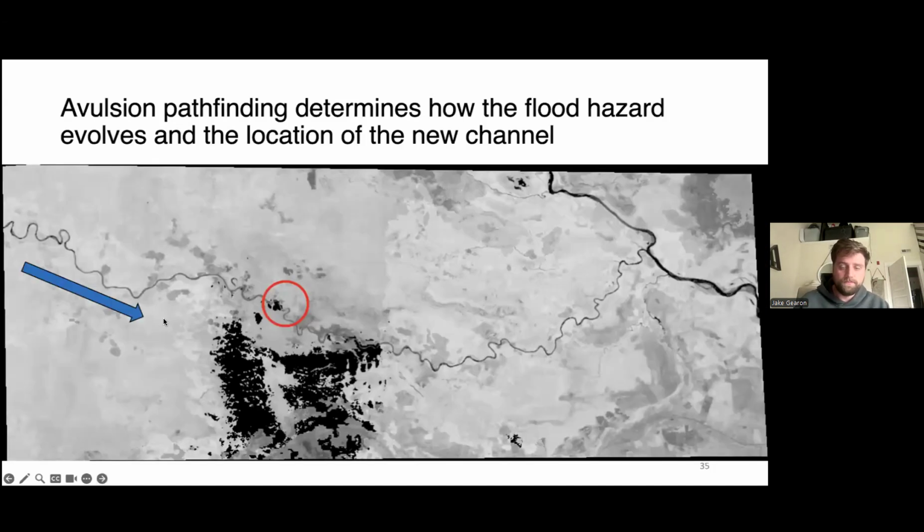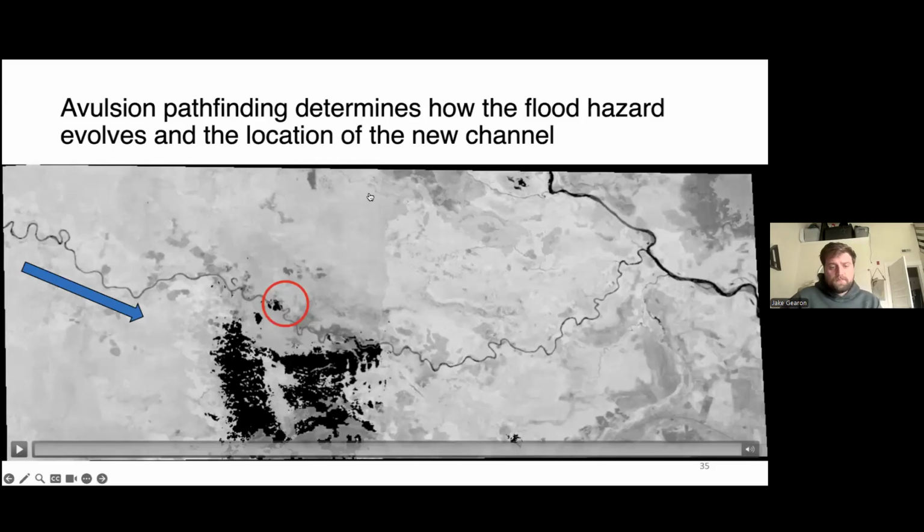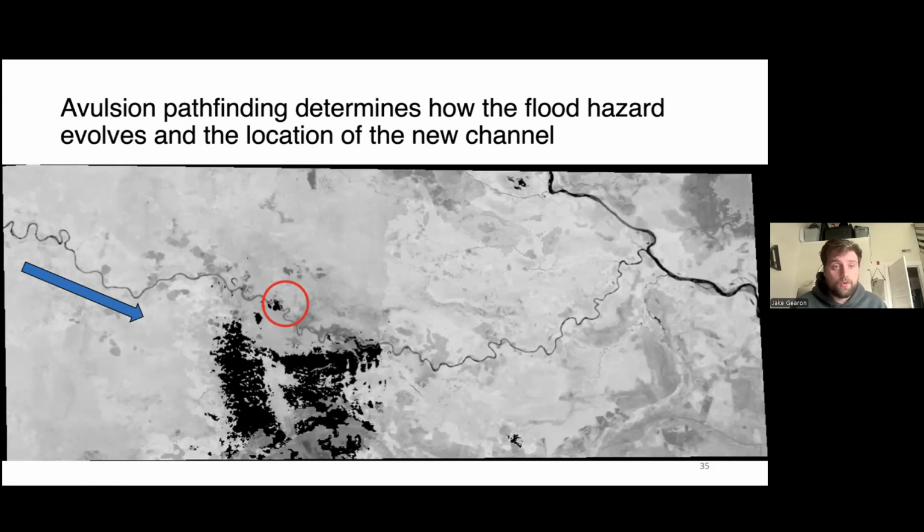So finally, I wanted to talk about when an avulsion occurs, where does it go, and how does it get there? So I'm going to bring back another video here. This is the Rio Serrare. It's in Colombia, and it underwent an avulsion.